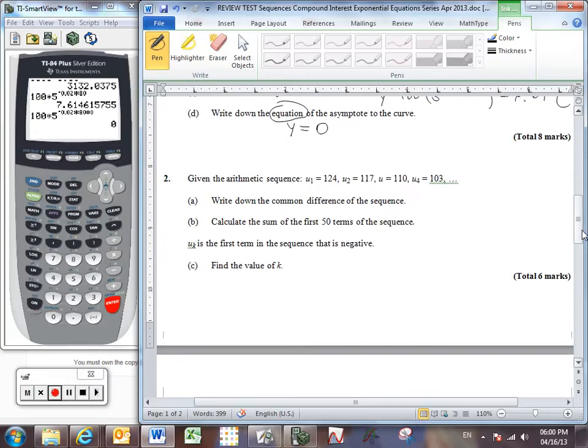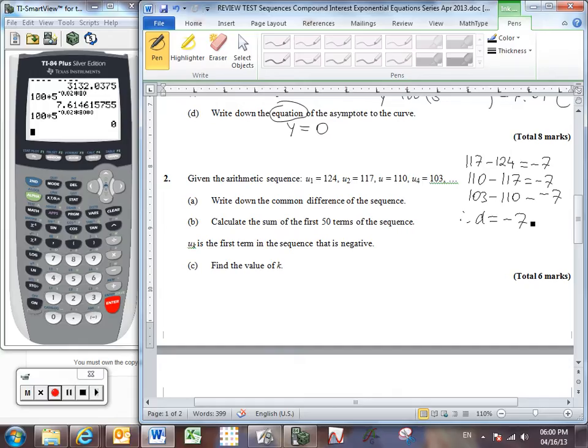Number 2, we have an arithmetic sequence. We can see that the first term is 124. To find the common difference, let's take the differences between each pair of terms. The second one minus the first one gives us -7. The third one minus the second one also gives us -7. And if you keep going one more pair, you'll still find that you get -7. Therefore, the common difference, d, equals -7.